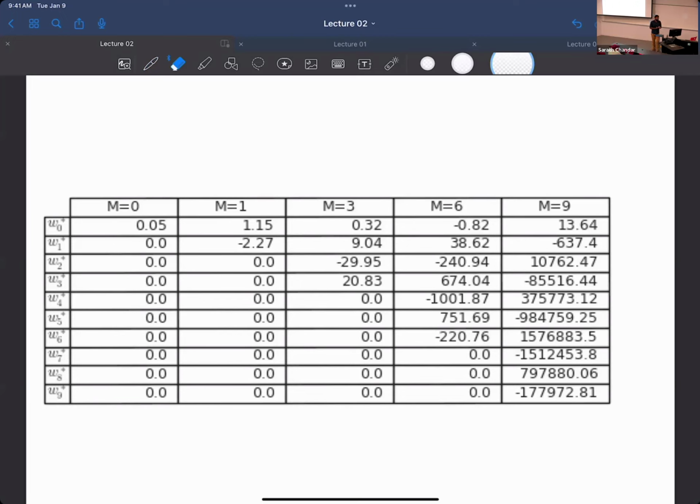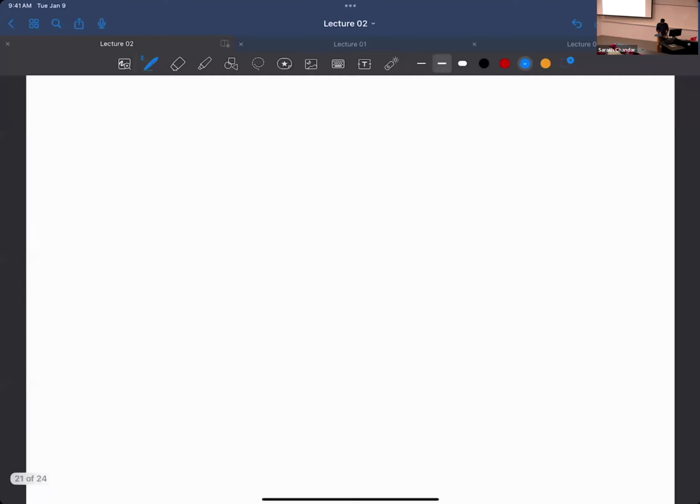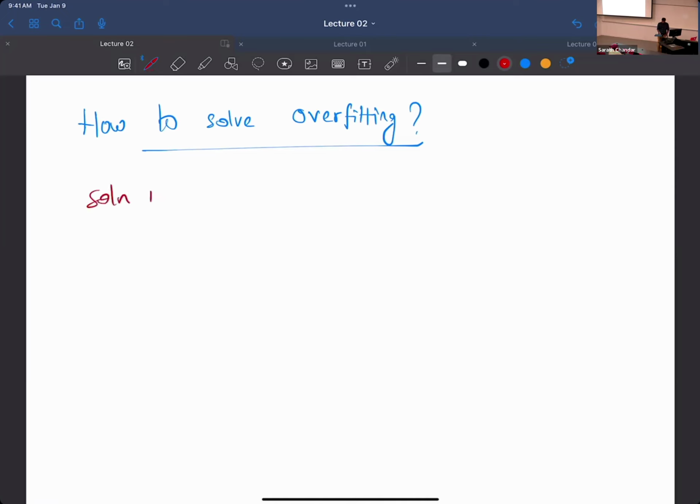Yeah. More training sets. Okay, so that's a good solution. We're going to look at a bunch of solutions. The question we are interested in is how to solve overfitting. I'm not okay with the 9-degree polynomial overfitting, so we're going to find ways to fix this overfitting issue. The first solution that was proposed is to basically add more data.